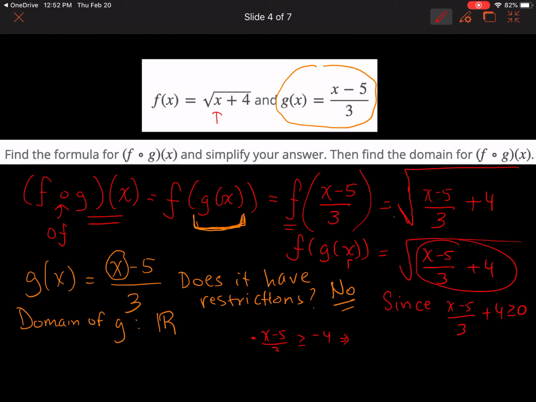We'll multiply both sides by a 3. Okay, since we're multiplying by a positive value, we don't need to switch our inequality sign. That gives us x minus 5 is greater than or equal to negative 12. Adding a 5 to both sides gives us x is greater than or equal to negative 7, which means that, all in all, our domain for this composition of functions is going to be negative 7, comma, infinity. Now, why did we not have to consider our g of x? It's because it had no restrictions to begin with.